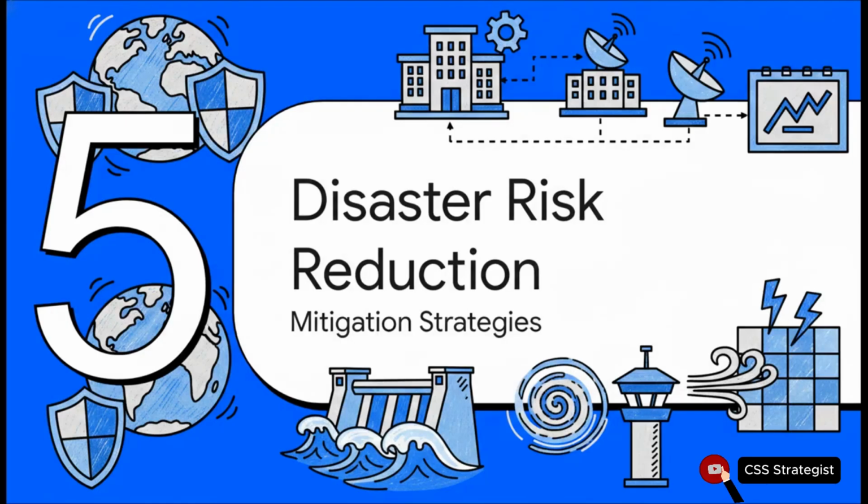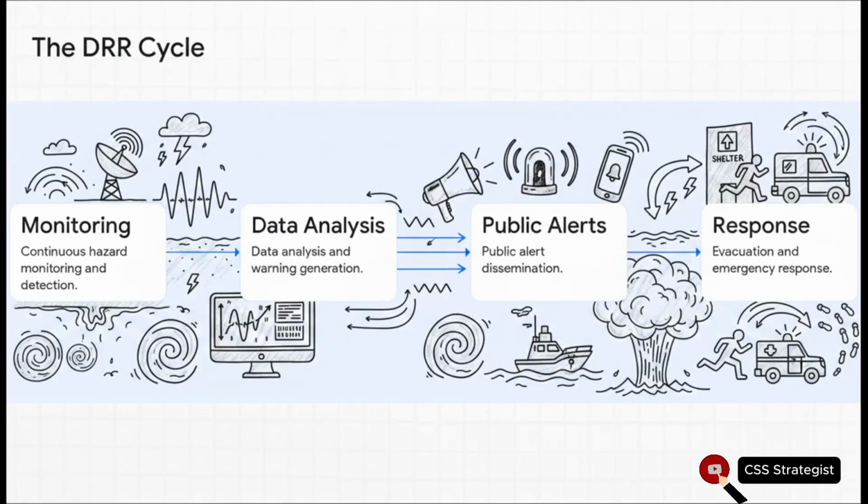And finally, bringing it all together in Part 5, disaster risk reduction. So how do we fight back? Well, the universal framework adopted by agencies like the United Nations Office for Disaster Risk Reduction follows a really strict cycle. It always starts with continuous hazard monitoring and detection. That raw data feeds right into Step 2, analysis and warning generation. Now, Step 3 is often the critical bottleneck, public alert dissemination. Simply put, a warning is completely useless if the public doesn't actually receive it. And finally, Step 4 is evacuation and emergency response.